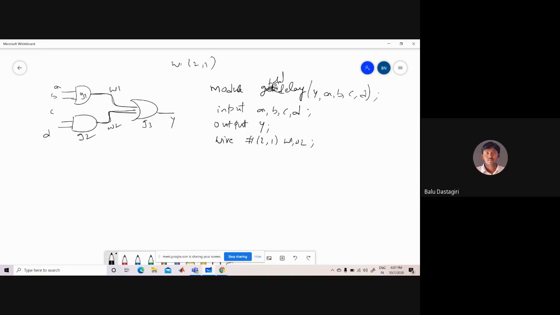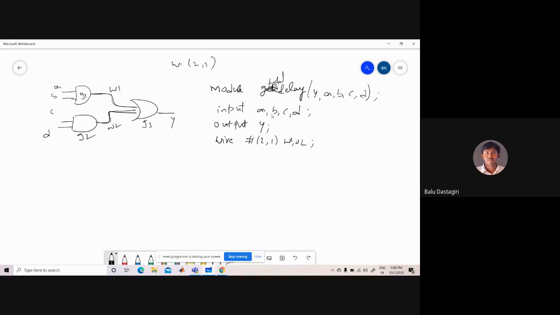2,1 means, whenever the value in the wire is going from 0 to 1, there is a 2 units of time delay. Whenever the value in the wire is coming from 1 to 0, that is 1 to 0 propagation, the delay is 1 time unit.